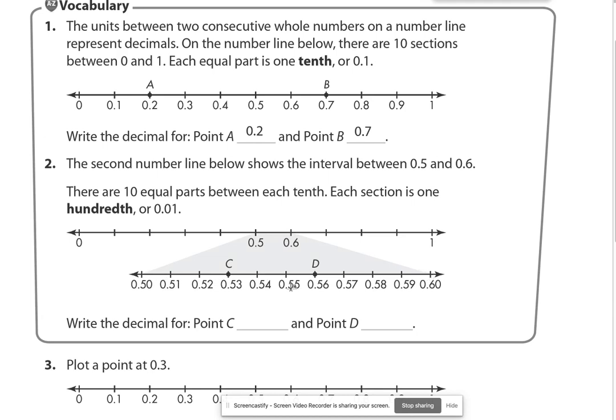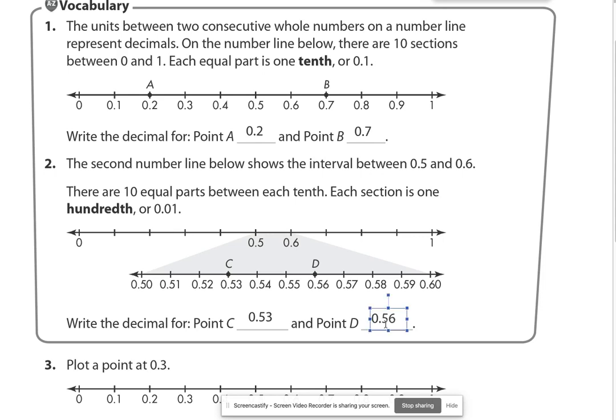So it's broken down into 10 sections once again, 0.50, 0.51, 0.52, etc. So I have 2 points on it. I've got C and I've got D. So we're going to write the decimal for these guys. I can see that C is at 0.53. What's another way of saying 0.53? It's 53 hundredths.